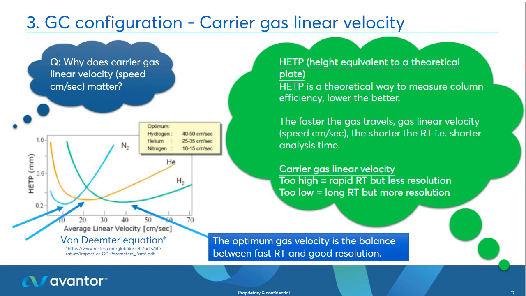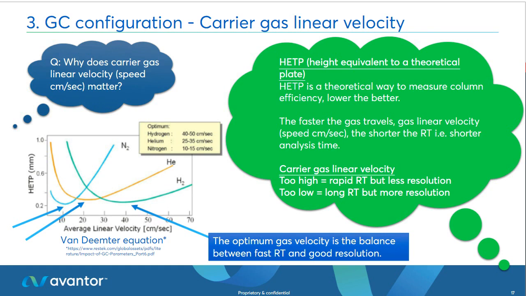As you can see on here, nitrogen only has a narrow range, whereas helium and hydrogen have much broader ranges. So they can go much faster before we see that HETP value increase, and then we lose the column efficiency and see peaks broadening and worse chromatography. Hydrogen is the best choice because it can go much faster before that HETP value rises, and it doesn't even rise quite as sharply compared to nitrogen. So this is why we want to move towards hydrogen, because then we can get faster retention times without having to fully sacrifice on the chromatography.